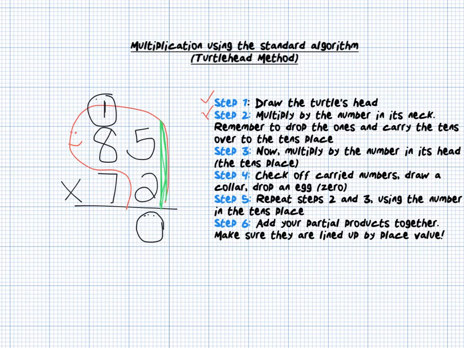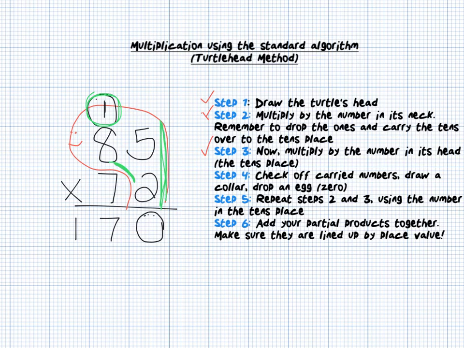Now I'm going to go to step 3, and it says now multiply by the number in its head. So I'm still using my 2. Now I'm going to multiply by the number that's in its head, which is the 8 in this case. 2 times 8 is 16. And I'm going to remember that I need to add my number that I regrouped. So really I'm going to put 17. I'm going to check off step 3 because I've now multiplied by the number in its head, which is in the tens place. And then step 4 is my step that's really 3 steps in one.